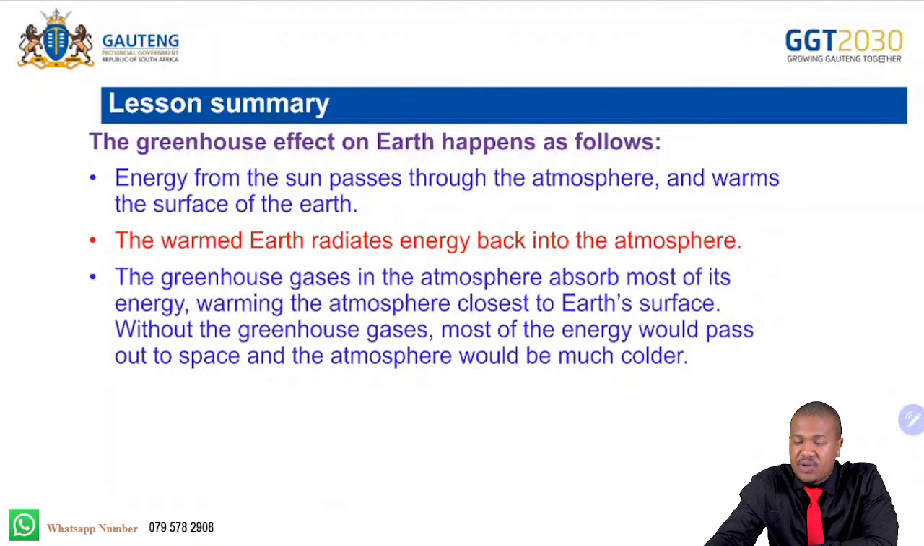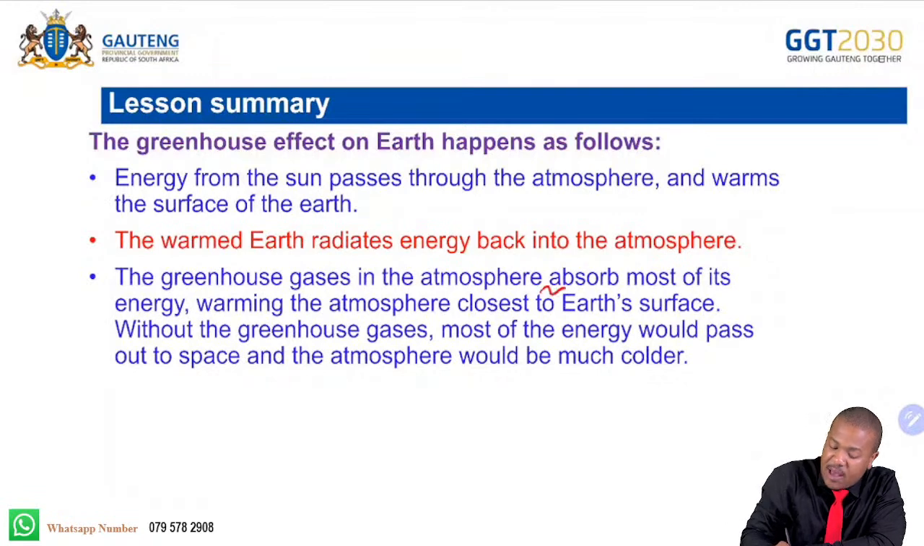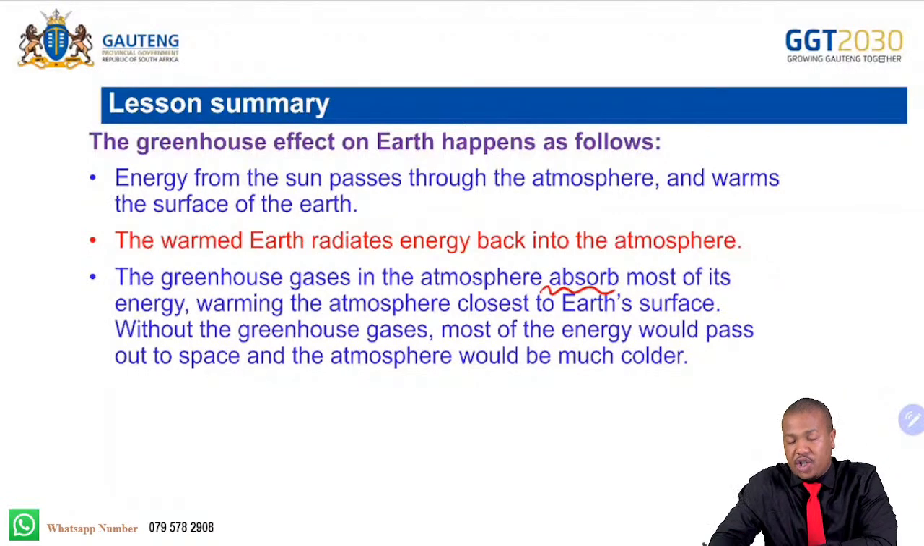These greenhouse gases such as carbon dioxide, methane, and water vapor. These greenhouse gases now absorb most of this energy. As they absorb most of this energy, they warm the atmosphere closest to the Earth's surface, right? Preventing most of the energy being lost out to space, right? So it means what? Without these greenhouse gases, most of the energy would just pass out to space and the atmosphere would be much colder, right?